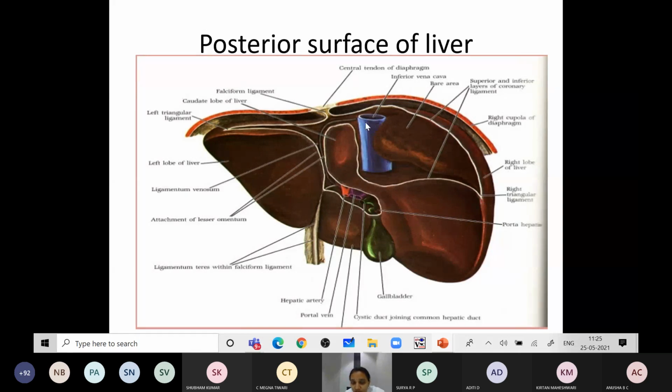groove for the inferior vena cava. This is the bare area which comes in direct contact with the diaphragm. Okay, you have to imagine, over this we have the diaphragm and the right layer of the falciform ligament, which after covering the liver, is reflected on the diaphragm by superior and inferior layer of coronary ligament.